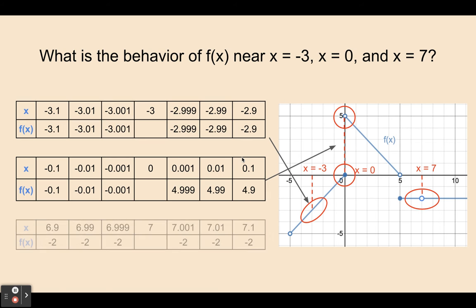And then lastly, it looks like as I come into 7, it's always -2 from the left. And as I come into 7 from the right, it's always -2 right here. 7 from the left, -2, 7 from the right, -2. So that's the table for this particular graph, this visual representation. All right. So you want to stop this and complete classwork problem number 2.